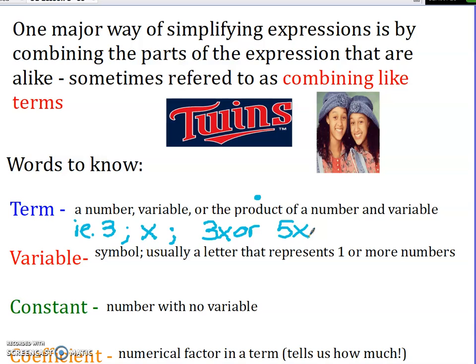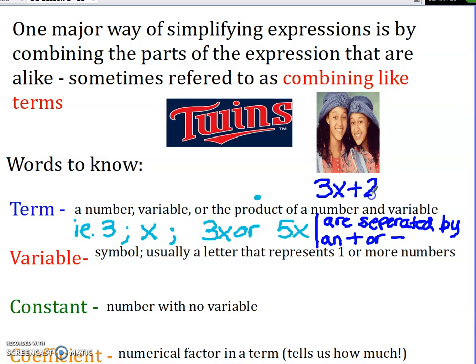One thing to add here, which I would add to my notes to help clarify, is that terms are separated by an addition or subtraction symbol. So for instance, if I gave you this expression here, 3x plus 2, I would ask how many terms are there, and you should say that there are 2 terms. There's a term of 3x and a term of 2. Okay, 2 terms in that problem.